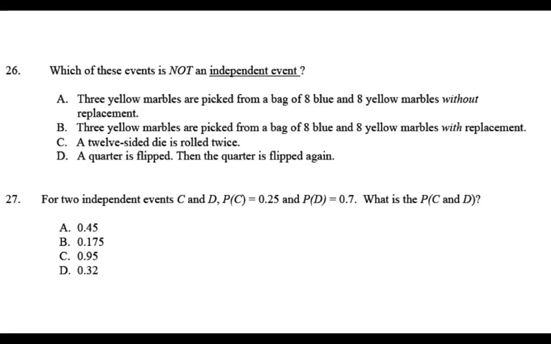Hi guys, here's the video that goes over the second half of the spring multiple choice review packet, so 26 through 50. Number 26, which of these events is not an independent event? So not independent means that you are looking for a dependent event. So dependent means that once you do something, there is a change that's happening because the second event will depend on the first one.